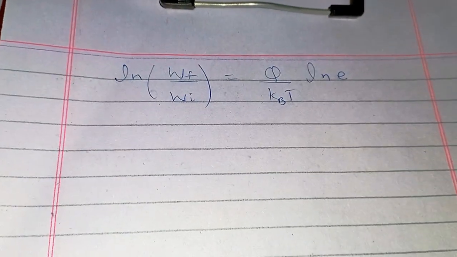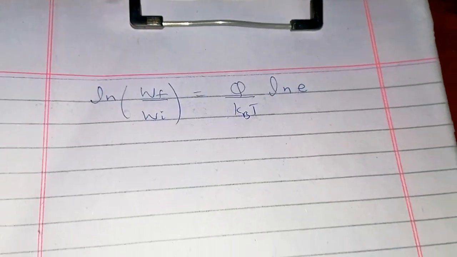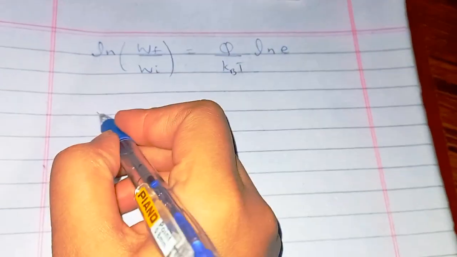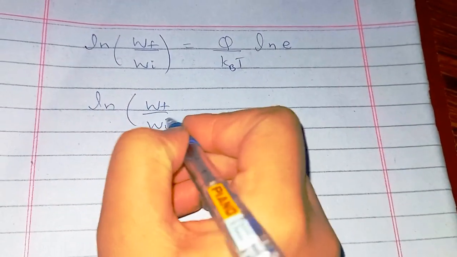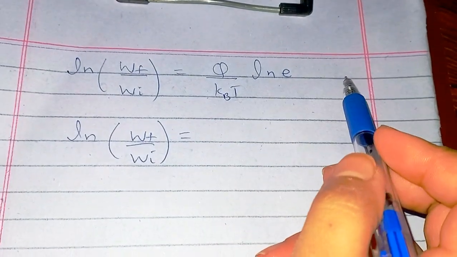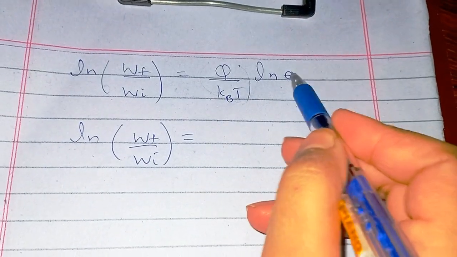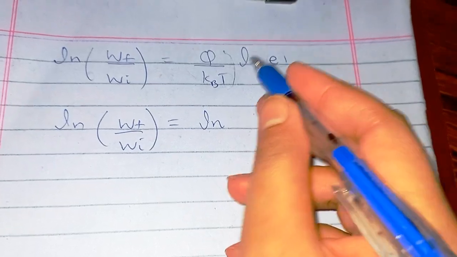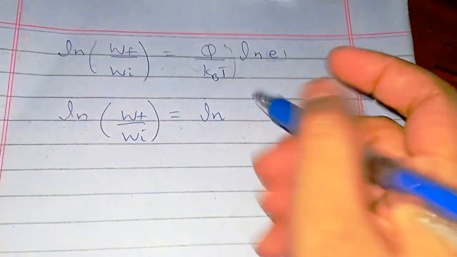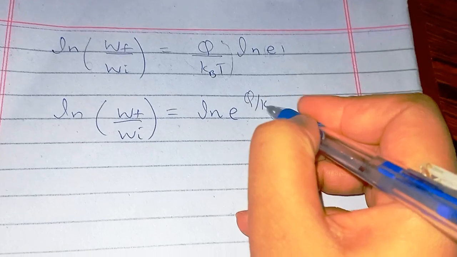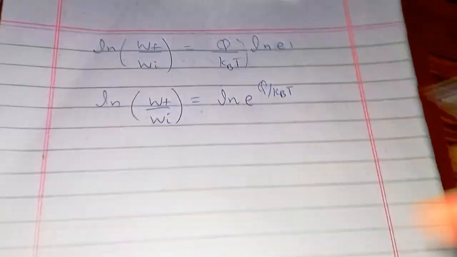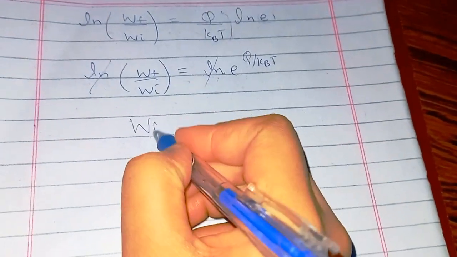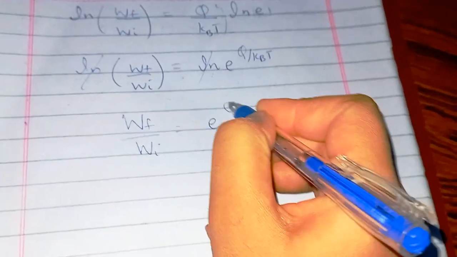These are minor details that matter a lot, and these details confuse students when they don't know about them. So natural log of Wf by Wi, and that's the property of natural logarithms, that its coefficient becomes its power. So we can move its coefficient onto the power of the term of which we are taking the natural logarithm: natural log of e to the power Q by Kb T. Now we have natural logarithm on both sides, we can cancel it out, and Wf by Wi equals e to the power Q by Kb T.